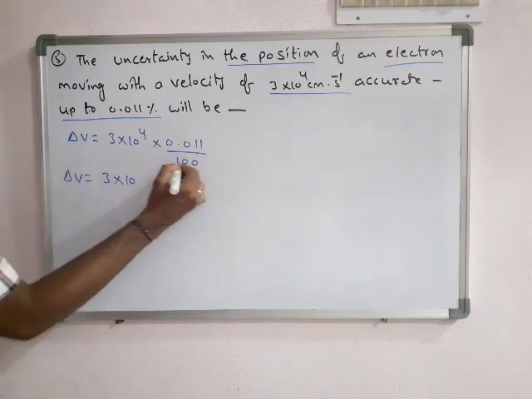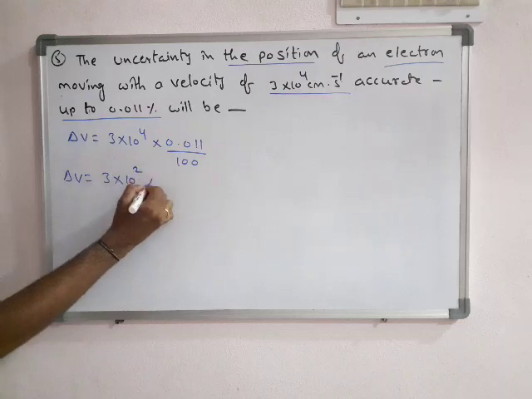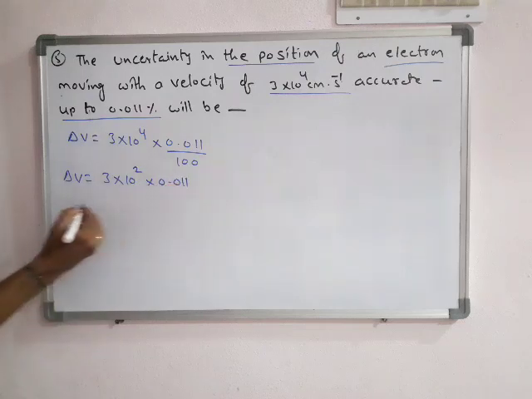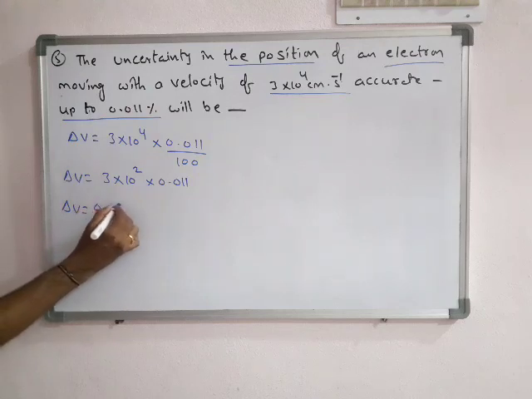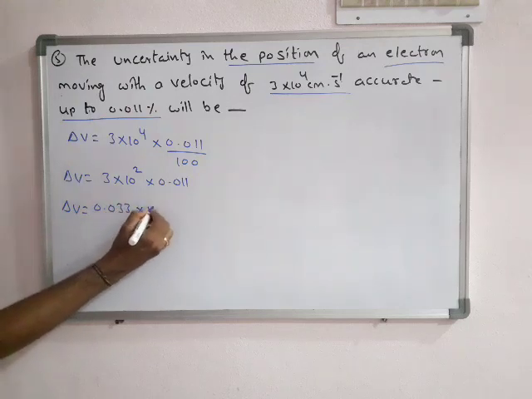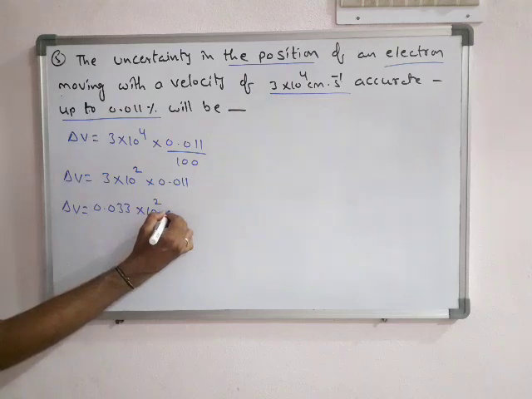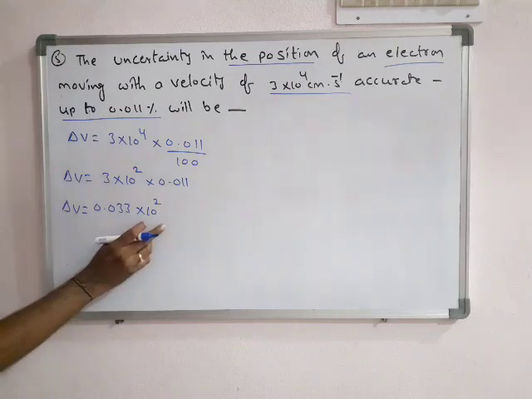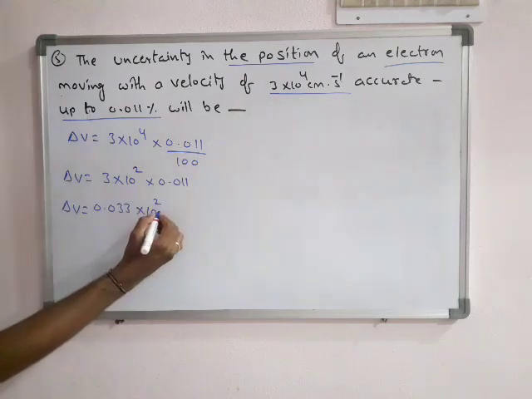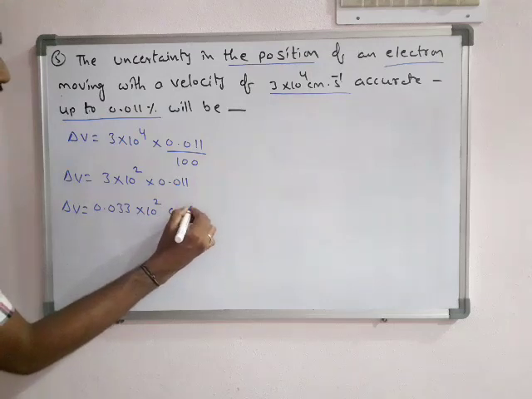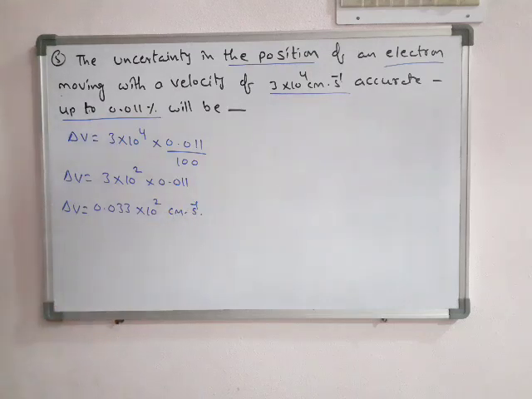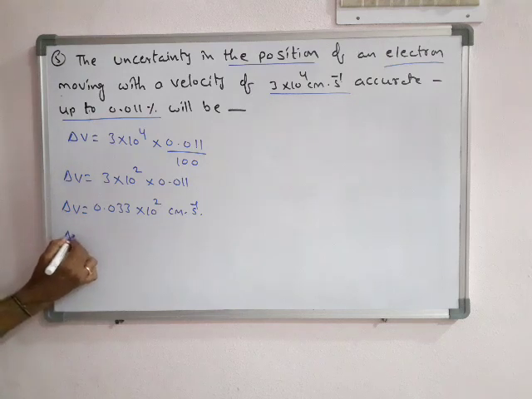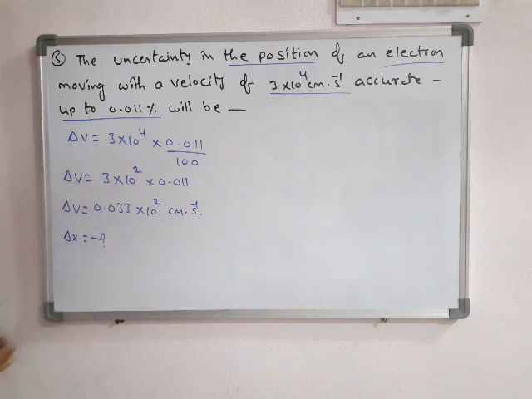Okay, so that is equal to approximately, tens become 10 square. Here we will get 0.033 into 10 square, that is in meters. Sorry, it is given in terms of centimeter per second. Centimeter per second. Next, we need to calculate what? The uncertainty in the position. We need to calculate delta x.